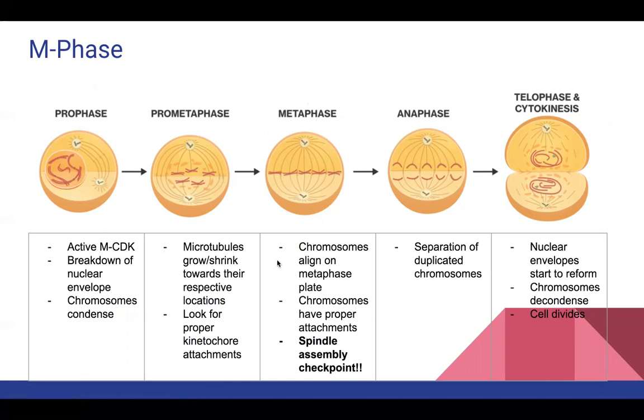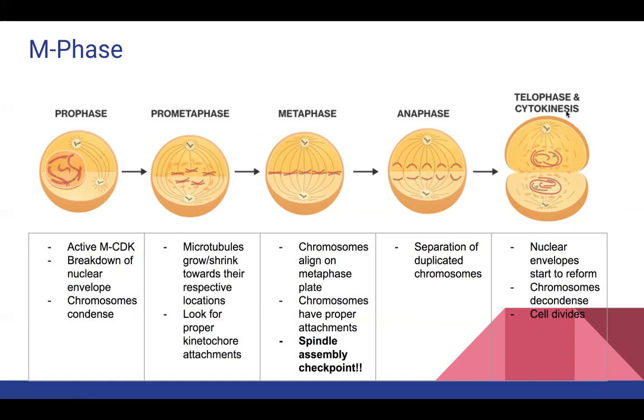So the chromosomes there are going to align on the metaphase plate. The chromosomes will make sure they have all of their attachments and everything, with all of the microtubules going where they need to be again. And then during metaphase, before anaphase, we have the spindle assembly checkpoint. So then anaphase, there's anaphase A and B, but generally it's just going to be the separation of the duplicated chromosomes to their respective poles.